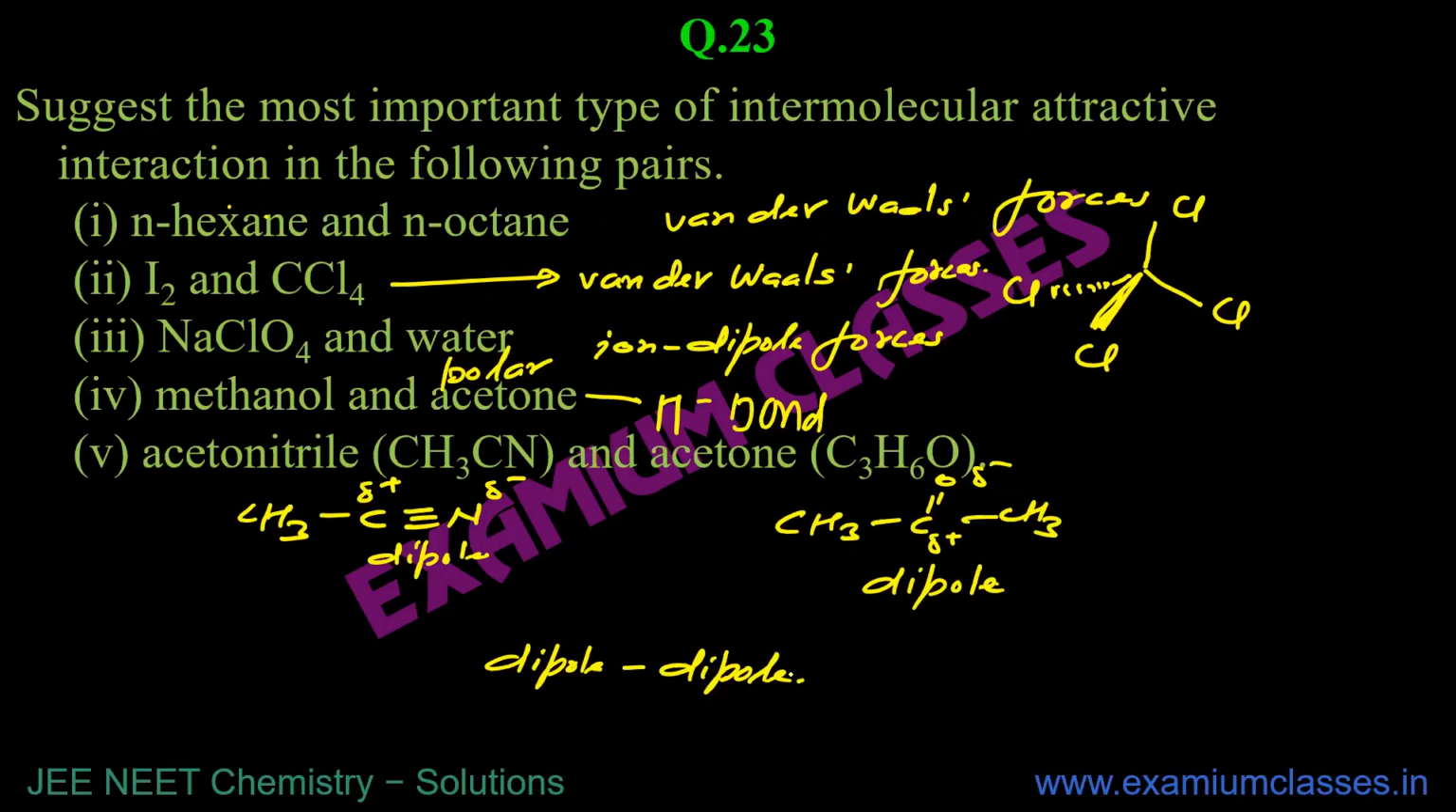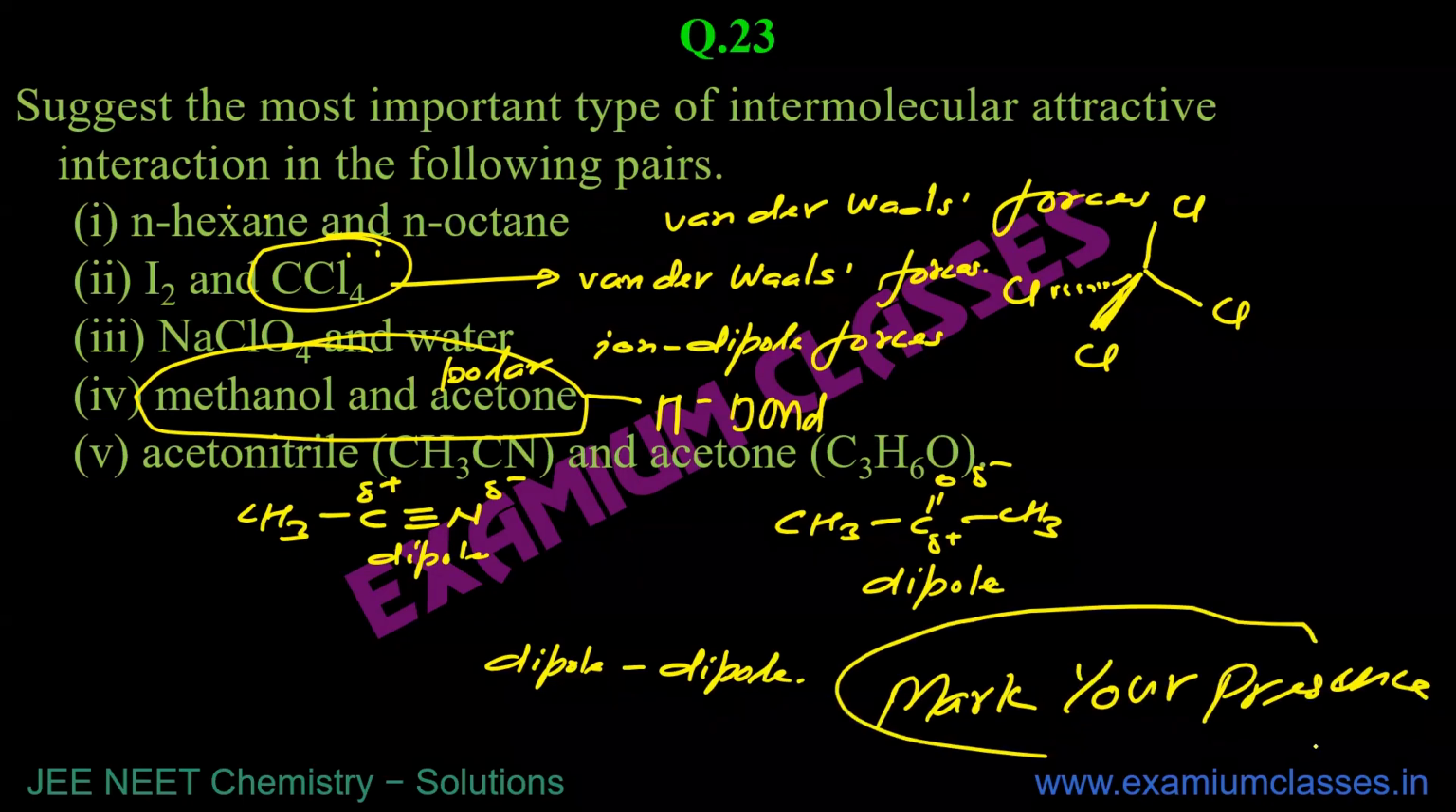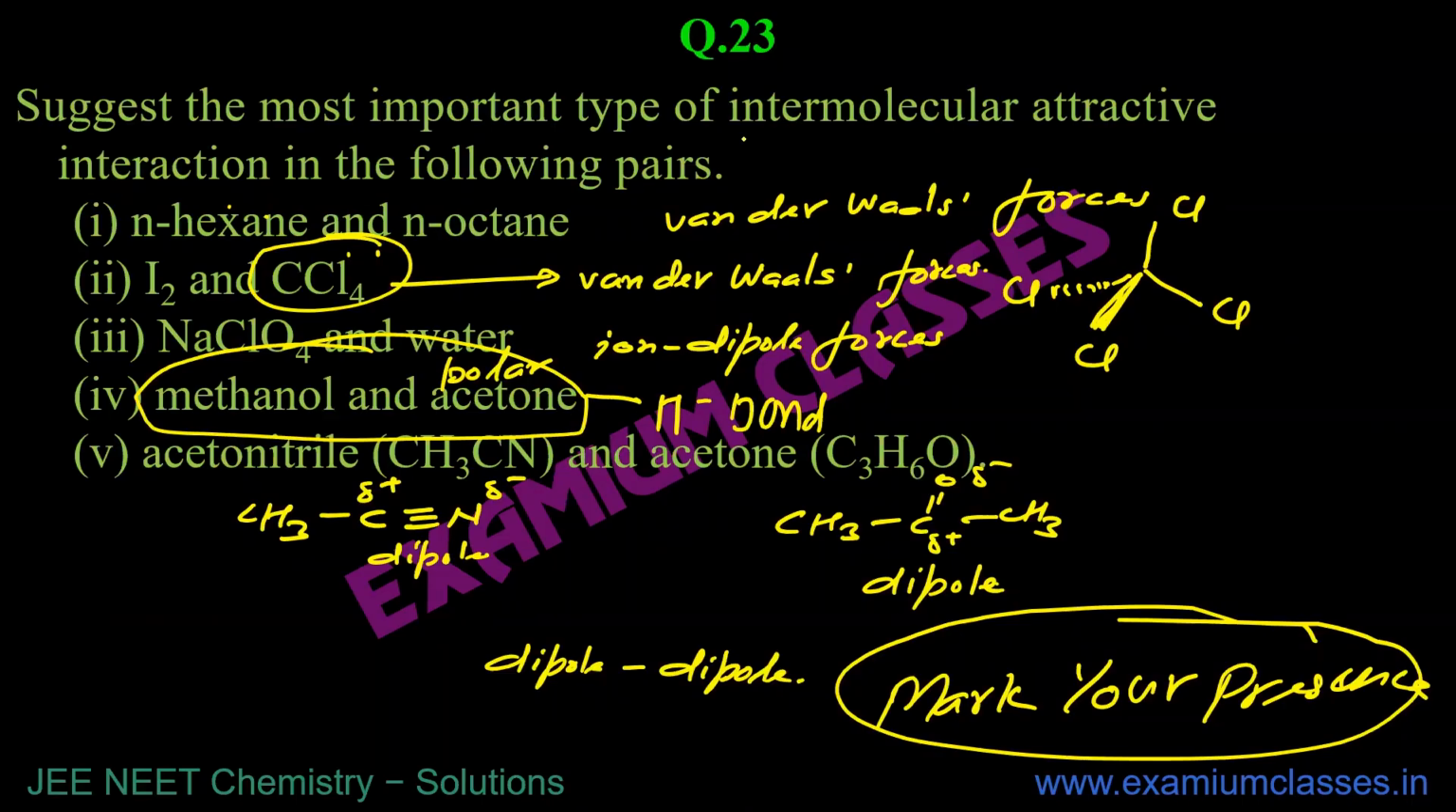Few things what I have told you, you have to remember: in CCl4, the dipole moments are cancelled. In methanol and acetone, though there is polarity, hydrogen bond is much stronger than dipole-dipole. So you will not write dipole-dipole, you will write hydrogen bonding. Okay, so that's important. Any confusion here? You need to let me know.